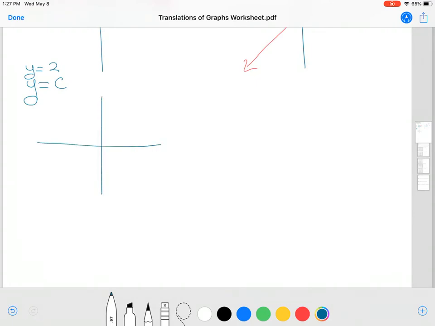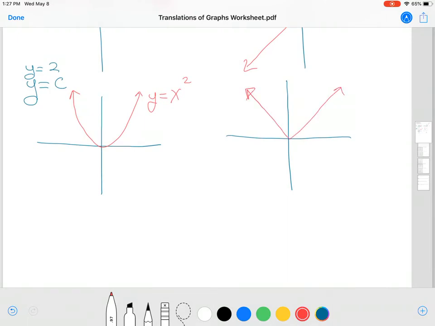The next function I want to review with you is quadratic. This is a degree 2 polynomial. It has this kind of a shape, and y is equal to x squared. Then we have the absolute value function, which is a V shape. And this is just y is equal to the absolute value of x.